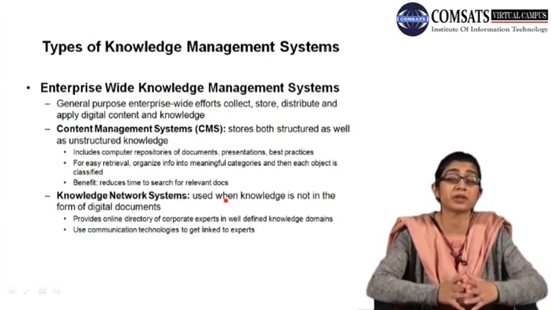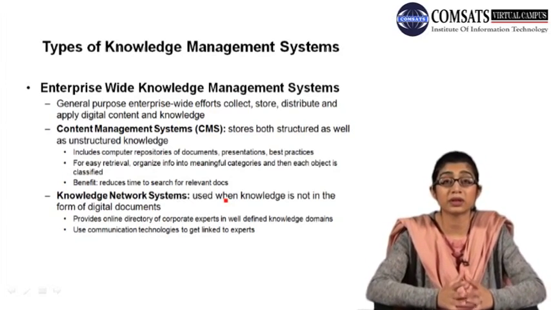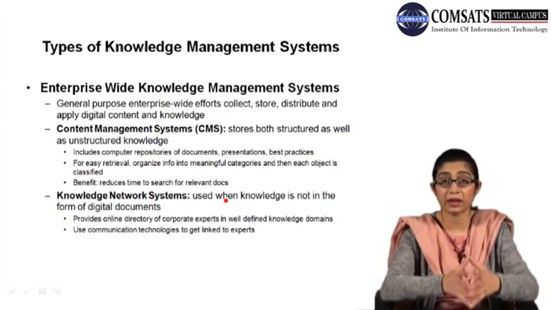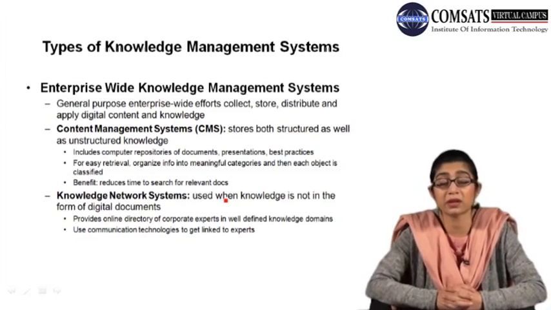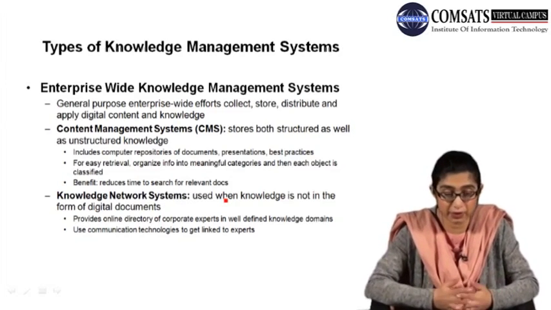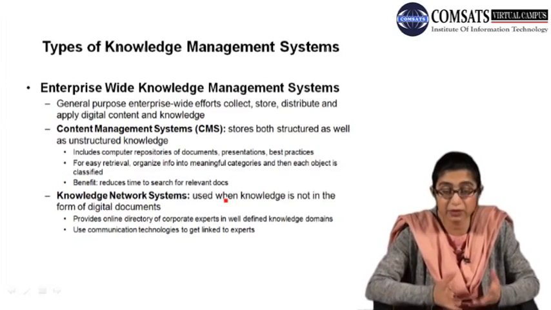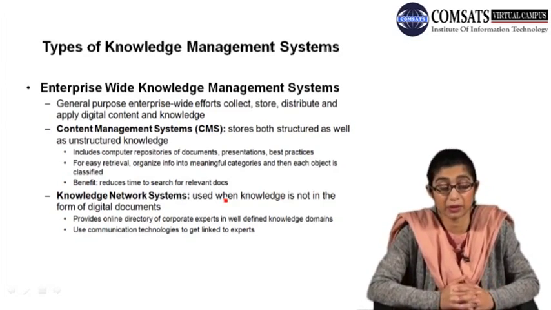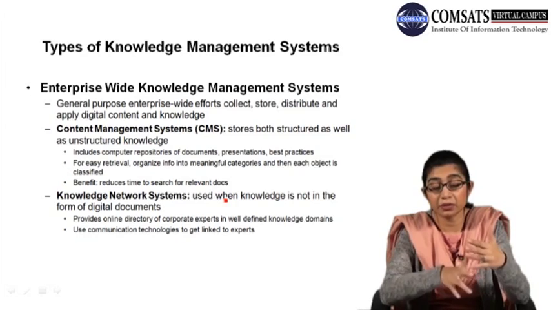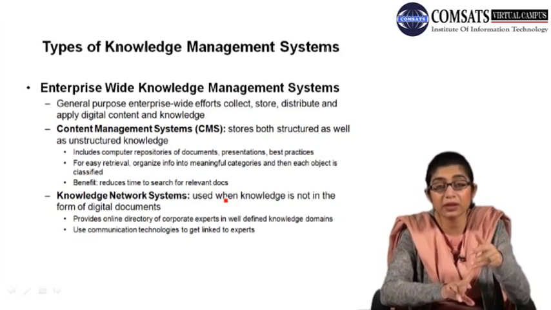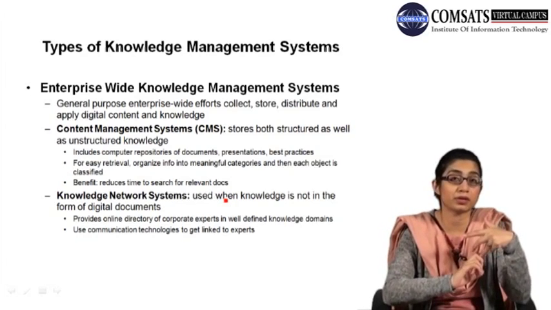So all these kinds of information are stored in the content management systems, and again they are tagged and classified so that it is easier for people to retrieve the information or the knowledge that they require. Then we have the knowledge network systems, again used when the knowledge is not in the form of any kind of digital document.